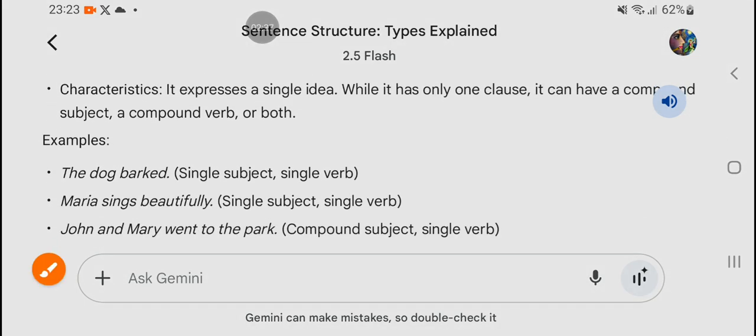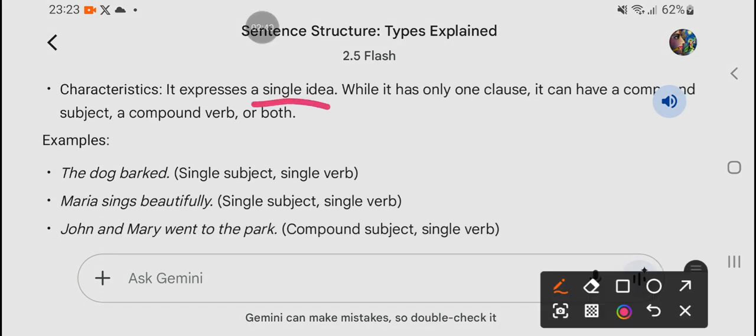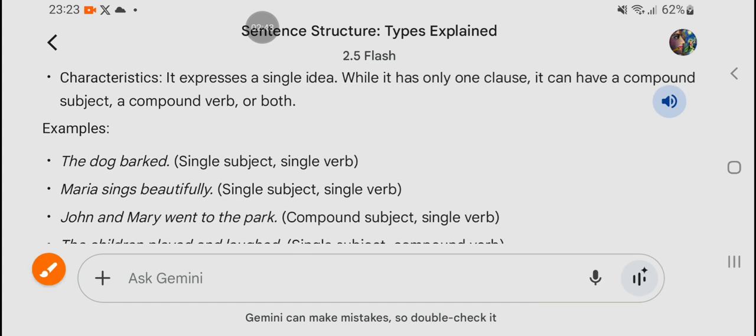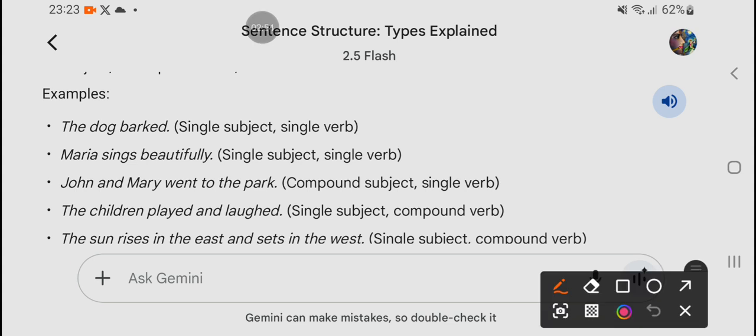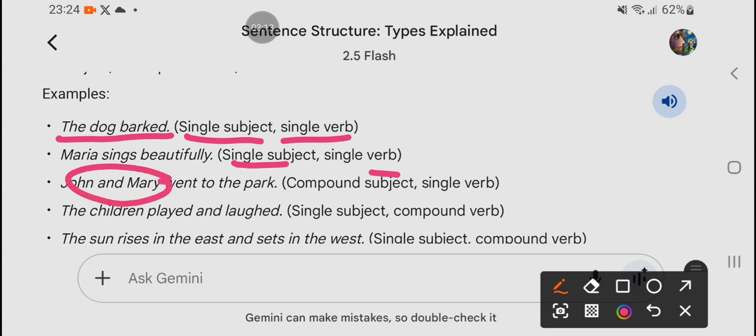Characteristics: it expresses a single idea, right? While it has only one clause, it can have a compound subject, a compound verb, or both. How? See, the dog barked, so single subject, single verb. Then Maria sings beautifully, single subject, single verb. Then John and Mary went to the park, compound subject, single verb. Why? Because John and Mary, right? So this is a compound subject, but the verb is single, that is went, okay?